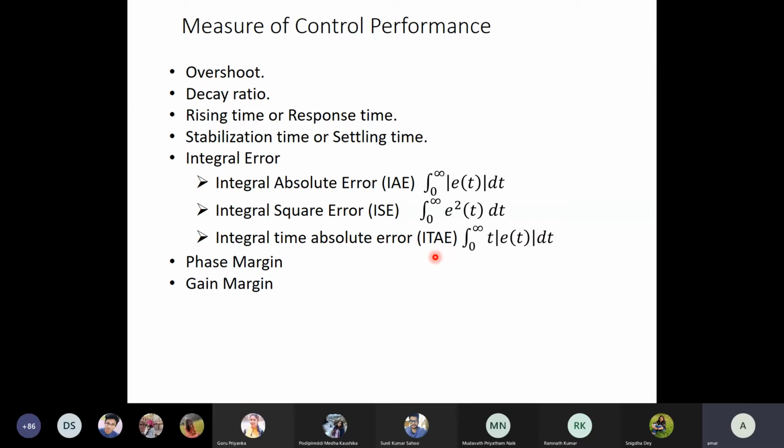Also in the frequency domain, we can measure the phase margin and the gain margin. So these are the control performance measures, and based on them, we can say that this particular PID tuning parameter or PI tuning parameter is optimum.